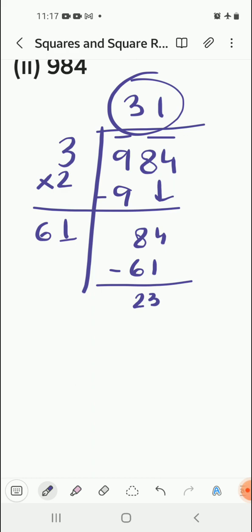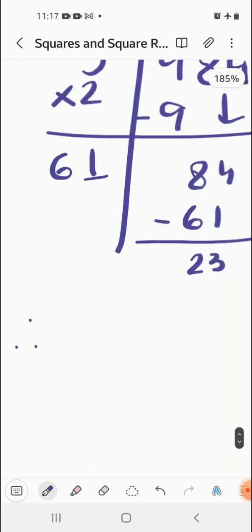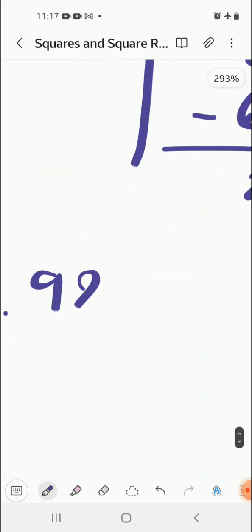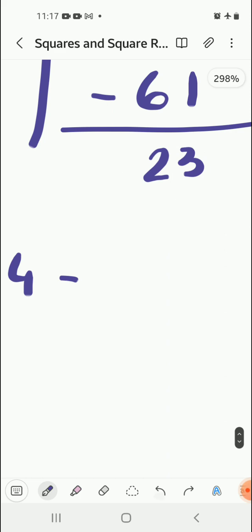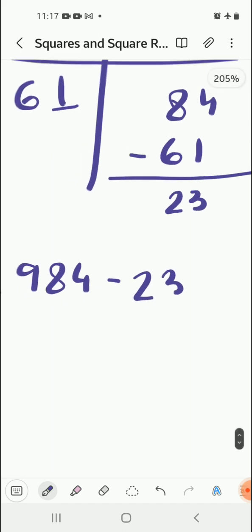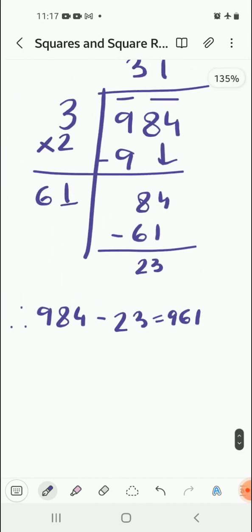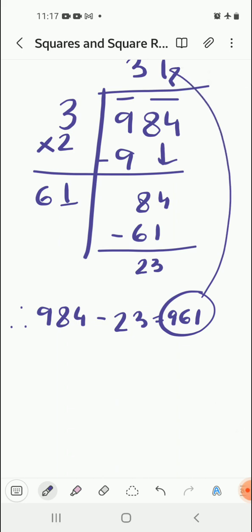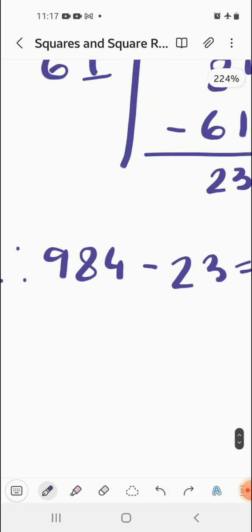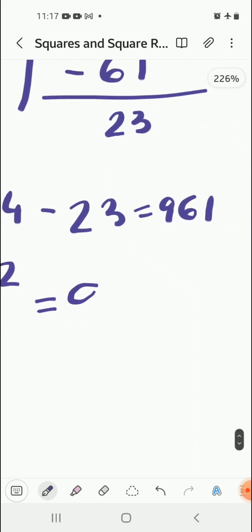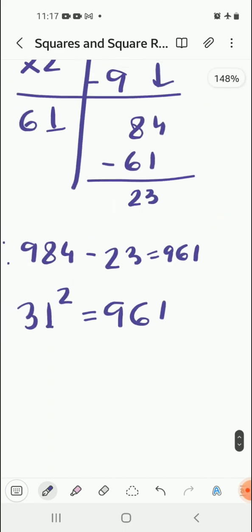31 squared will be that number. Therefore, we write the answer: 984 minus the remainder that we have got, that is 23. If we subtract 23 from 984, we get 961. And 961 is actually the square of 31. Therefore, we can write that 31 is the number whose square we were finding, and the number so obtained is 961. We can check the answer by multiplying the number also.